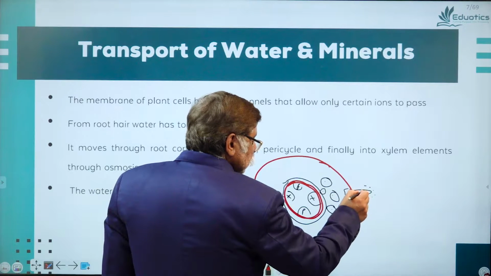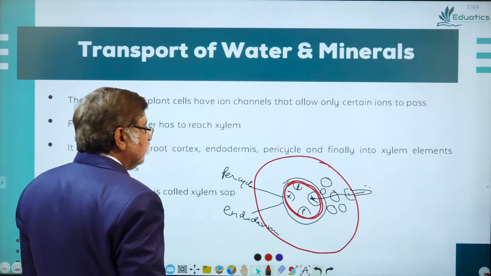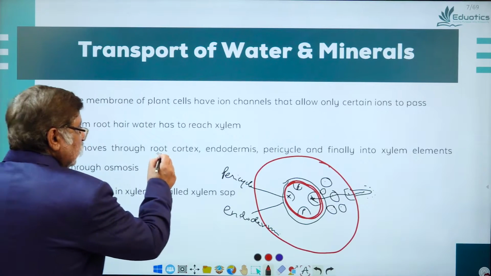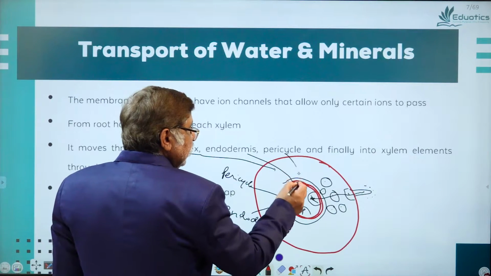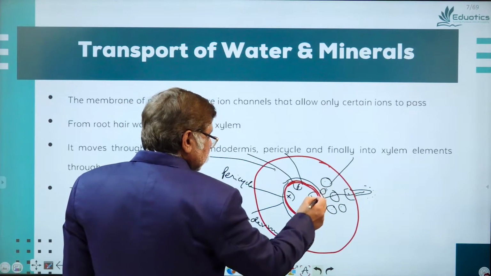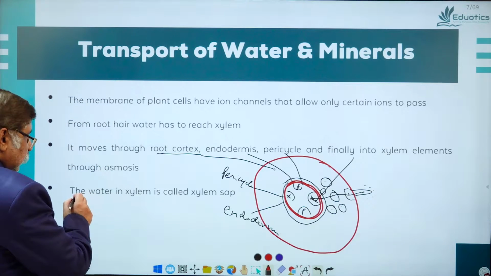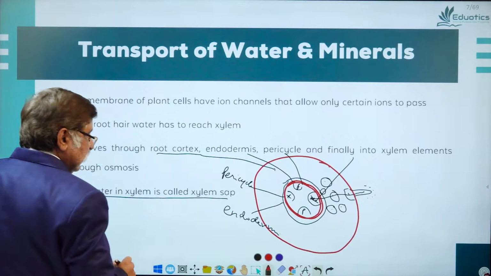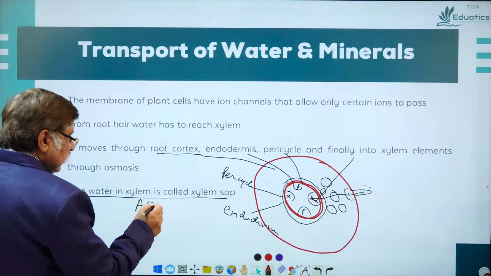From out through root hair, the water has to go into the xylem vessels. So it has to cross the cortex, endodermis, pericycle, and finally it has to reach the xylem. The water in xylem is called xylem sap. That's why transportation of water is known as ascent of sap.